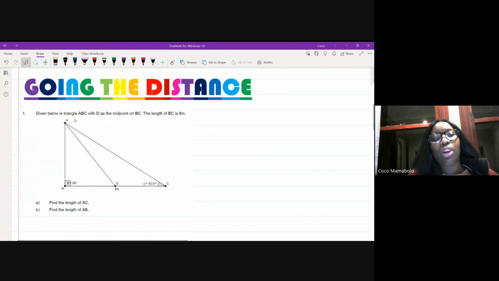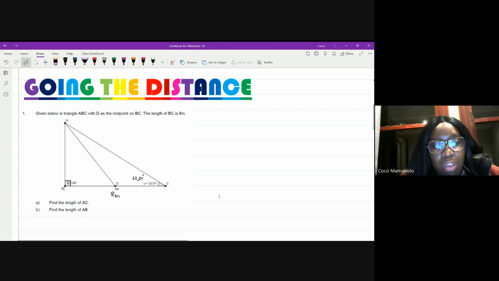It says, given below is a triangle ABC with D as the midpoint of BC. The length of BC is 8 meters. So we know that the distance from there to there is 8 meters. I know it's a little small. This angle over here, the one called Y, is actually 32,01 degrees. It's very, very faint, but this is 32,01 degrees. And this one over here is just a right angled triangle. And we should know how much this right angled triangle is equal to.